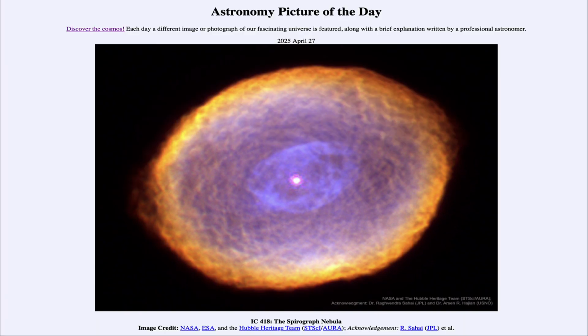So that was our picture of the day for April 27th of 2025. It was titled IC 418, the Spirograph Nebula.